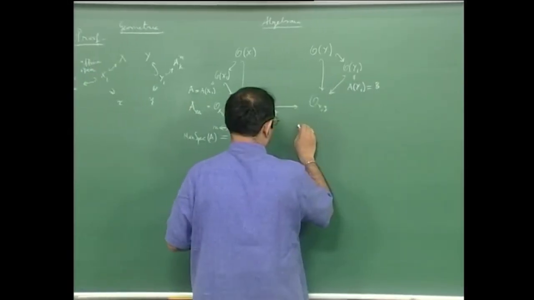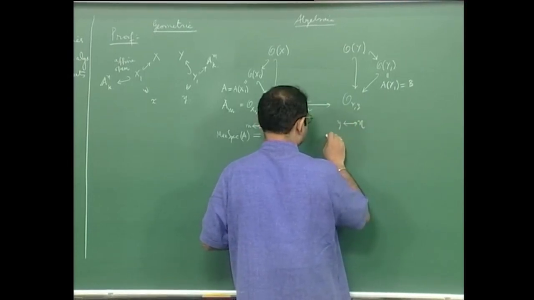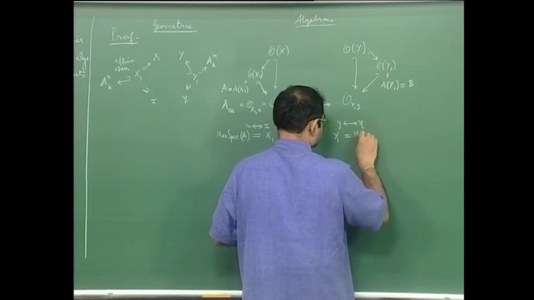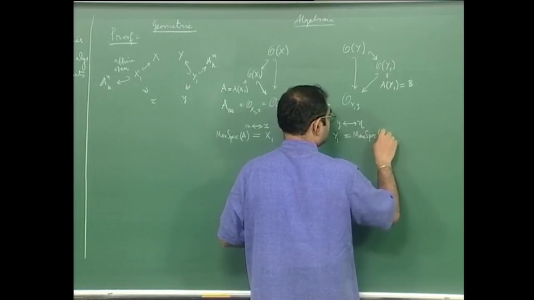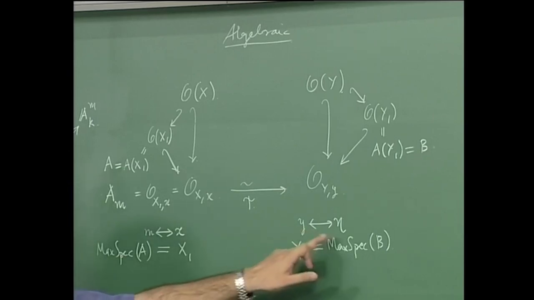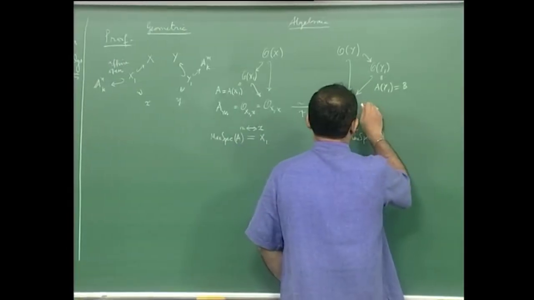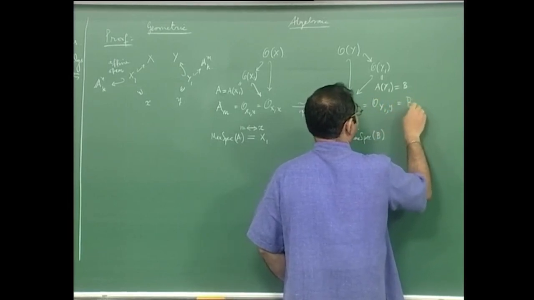Similarly, y corresponds to a maximal ideal η, which comes again by this correspondence due to the Nullstellensatz. I have max spec of B. The maximal ideals of B correspond to points of y1, okay, and the point small y of y1 corresponds to this maximal ideal η, and therefore the local ring here will be the same as the local ring of y1 at y, and that can be identified with B_η, okay.